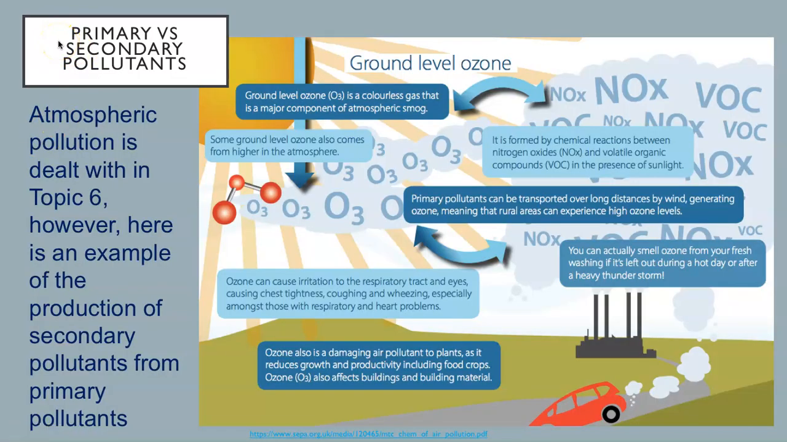However, here's an example of the production of secondary pollutants from primary pollutants. Ground-level ozone can be formed by chemical reactions between nitrogen oxides and volatile organic compounds, or VOCs, in the presence of sunlight. And this type of ozone can cause irritation to the respiratory tract and eyes, causing chest tightness, coughing, and wheezing, especially amongst those with respiratory and heart problems. It is also a damaging air pollutant to plants as it reduces growth and productivity, including food crops. Ozone also affects buildings and building material.